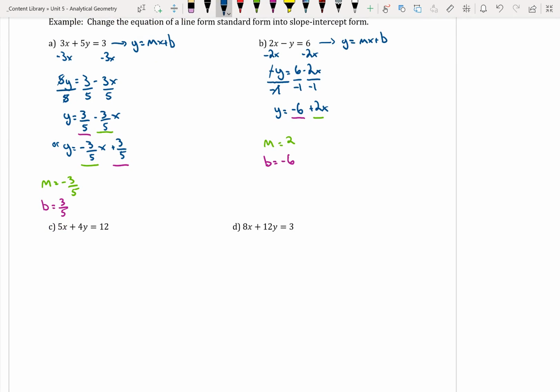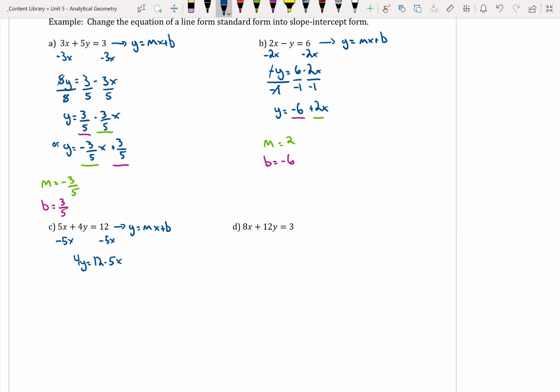For C, 5x plus 4y equals 12. Same idea, I want to get it into slope-intercept form, y equals mx plus b. I want to get the y by itself. So I'm going to minus 5x from both sides. 4y equals 12 minus 5x.